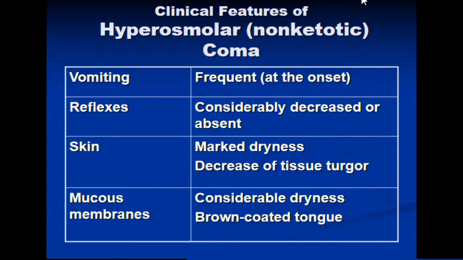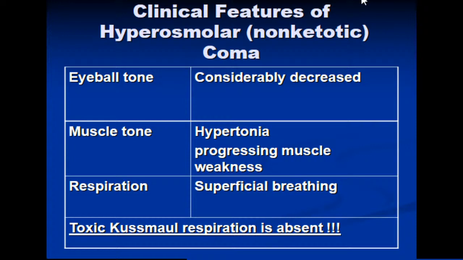Skin: marked dryness, decrease of tissue turgor. Mucous membranes: considerable dryness, brown coated tongue. Eyeball tone considerably decreased. Muscle tone: hypertonia, progressing muscle weakness. Respiration: superficial breathing, not Kussmaul respiration.